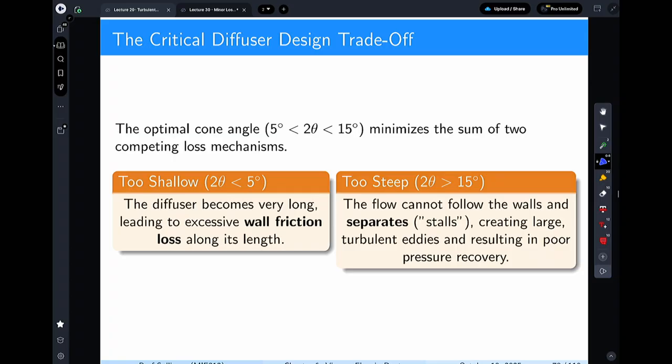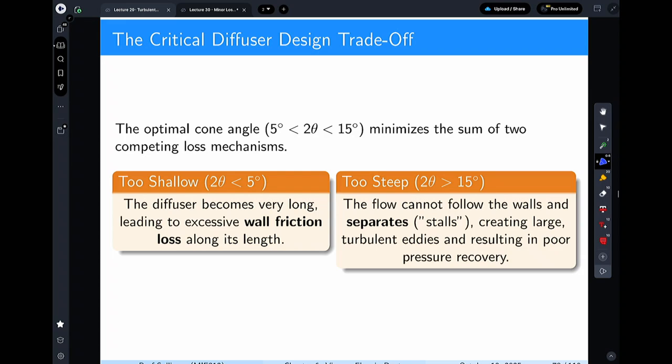With all of this, you end up with problems that you have to consider. The optimal angle clearly from the chart is 5 to 15 degrees. If it's less than that, the diffuser becomes very long, and you have wall friction loss, the major loss, along the entire length. If you have it too steep and go beyond 15 degrees, the flow can't follow the wall, it separates, and separation is these rotating sections which I showed you in the valves, and it causes large turbulent eddies and results in poor pressure recovery.